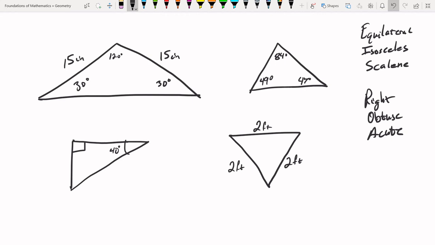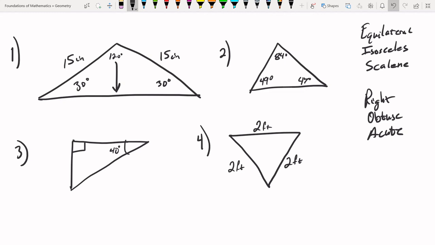So this first one up here, 1, 2, 3, and 4. The first one has, well, if we look at it, we have 15 inches on one side, 15 inches on the other side. We also have 30 and 30, and of course the third side there is opposite the 120 degree. So this side right here is going to be larger than 15. It has to be, since 30 degrees goes to 15 inches on both of the sides. 120 degrees will go to some bigger number.